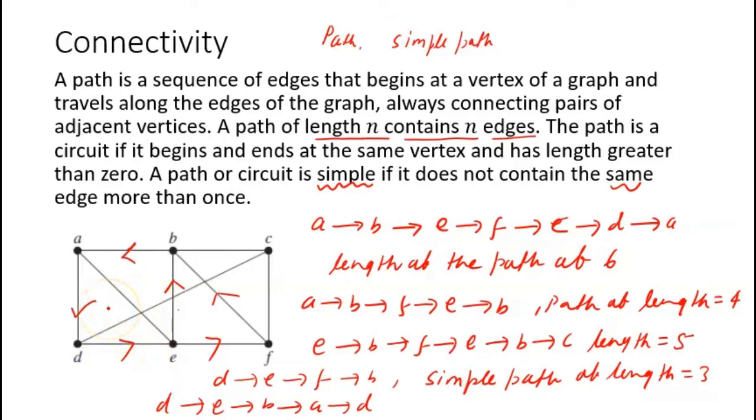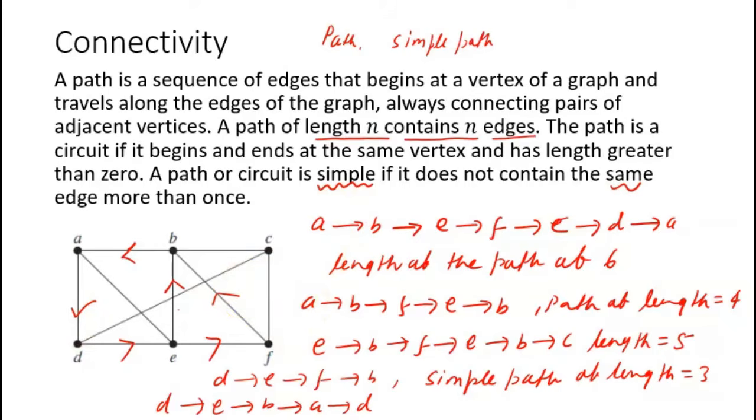So the idea is, let me conclude this discussion, that if any edge is not repeated, then the path is a simple path. If no edge is repeated and it is a circuit, then it is a simple circuit. If the edges are repeated, then it is just called a path.